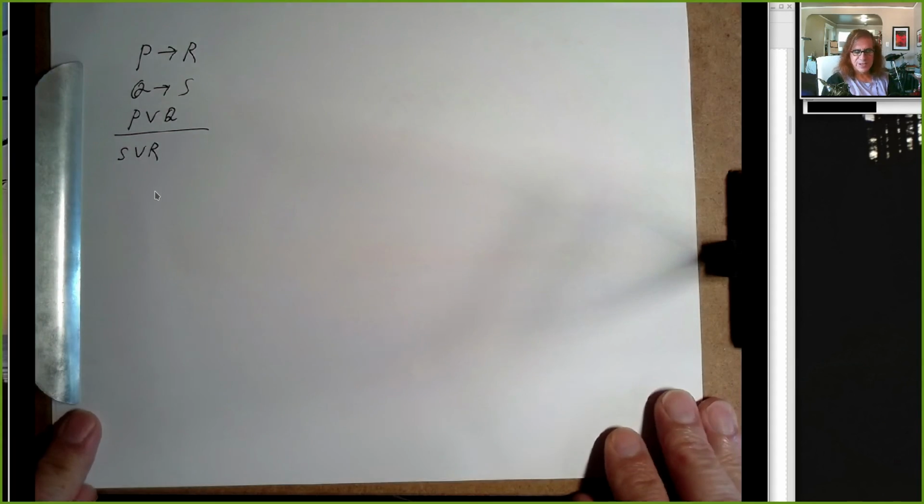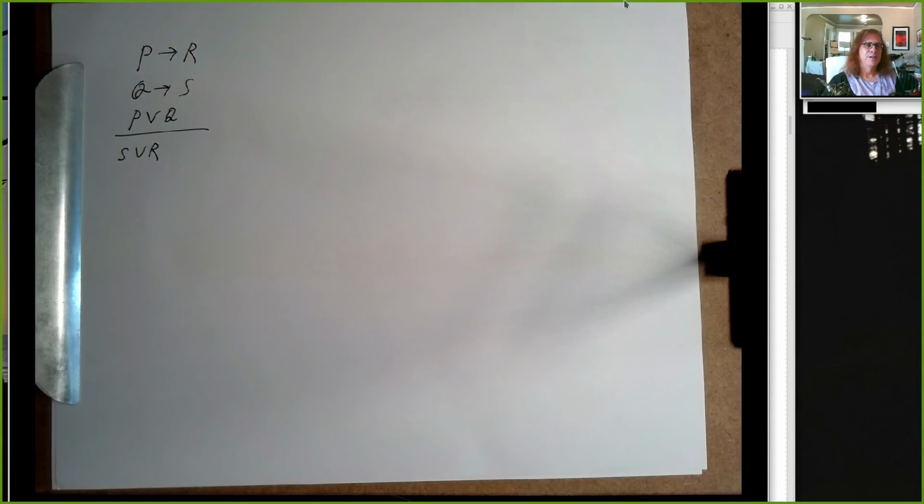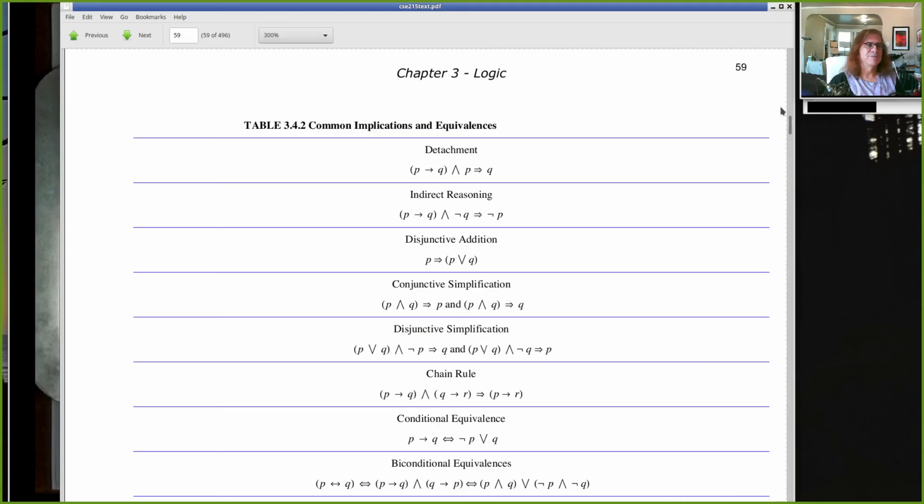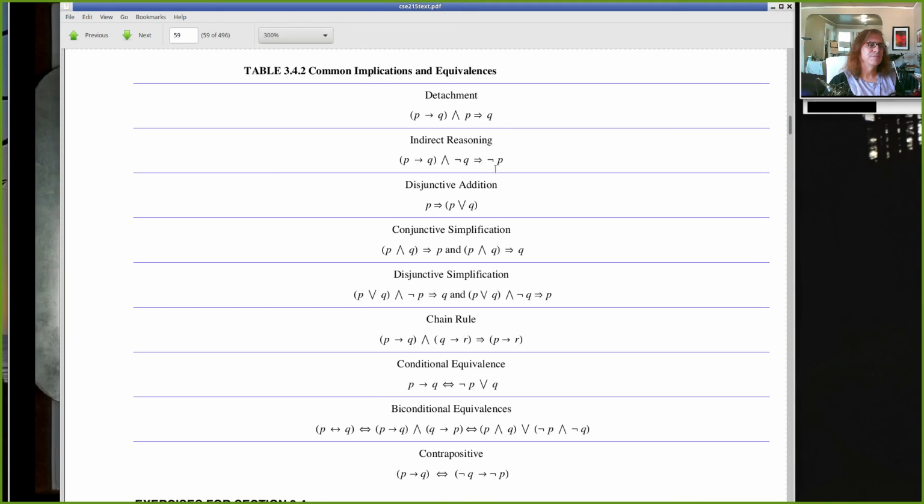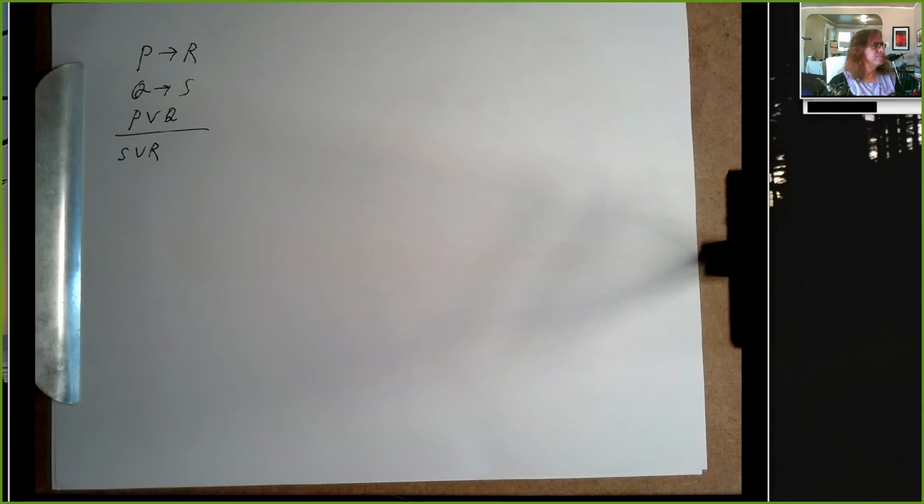So think about that for a minute. Think about these rules of inference. And what kinds of things might we be able to do to get to this conclusion? So think about that for a minute or two and start posting some ideas in chat.